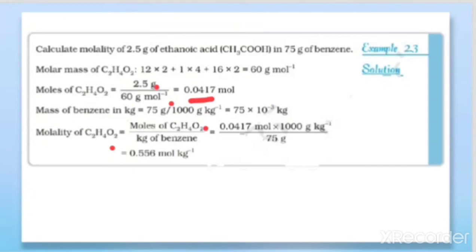Now we substitute this in the formula, the number of moles we found, divided by the mass of the solvent, that is 75 gram of benzene, which is given to us. But it is given in grams, and we have to represent this in terms of kg, that's why we have to multiply with 1000. When we solve this, we get 0.556 mole per kg.